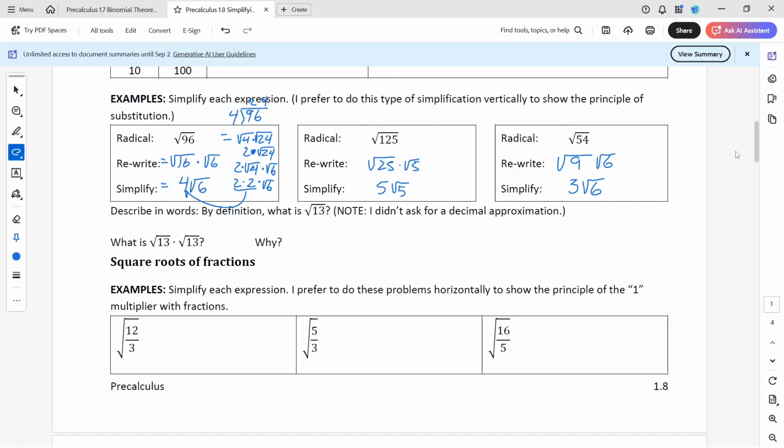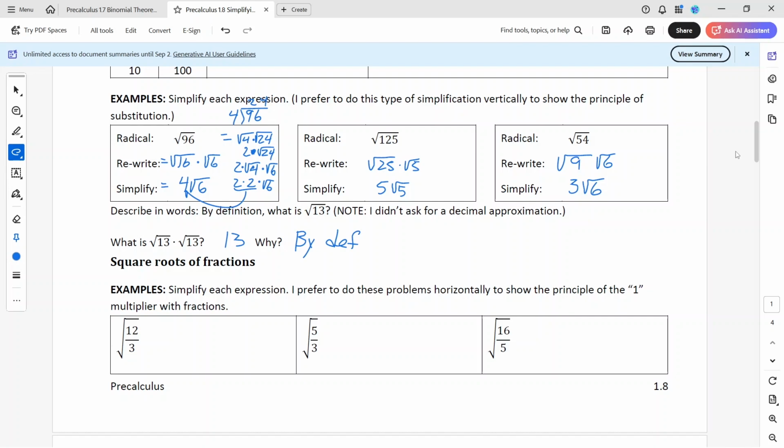So, describe in words, by definition, what's the square root of 13? Well, you should say it's the thing that squares to make 13. So, what is the square root of 13 times the square root of 13? Why, it's 13. Why? There's my cop-out. By definition, I took the thing that squares to make a 13 and I squared it. So by definition, it has to make a 13.